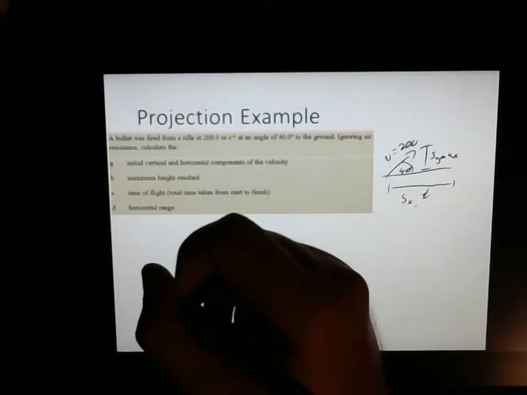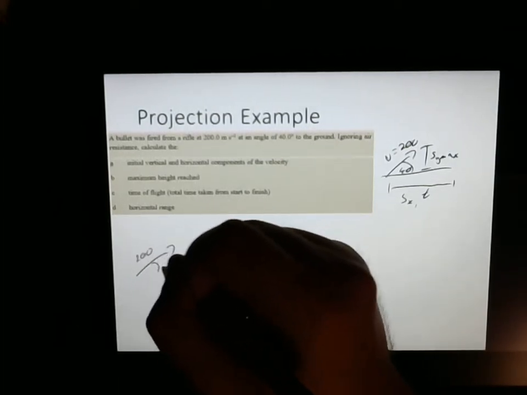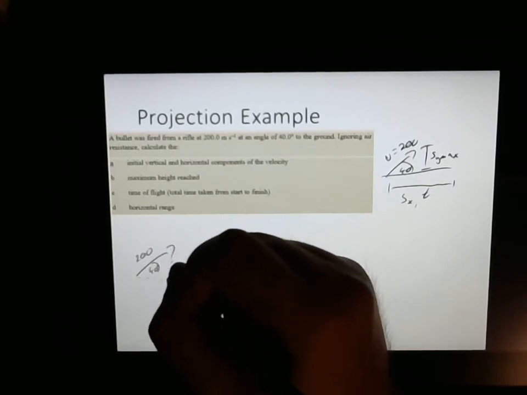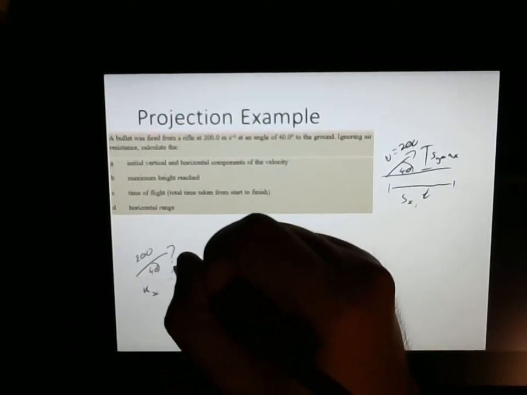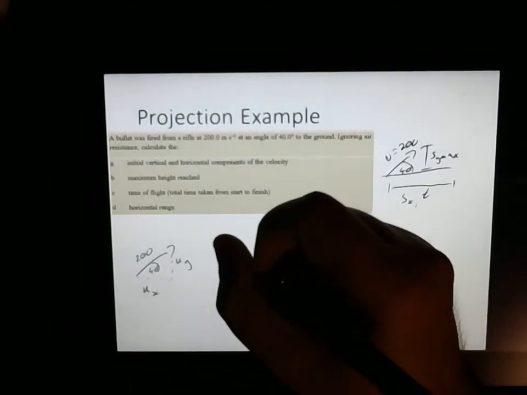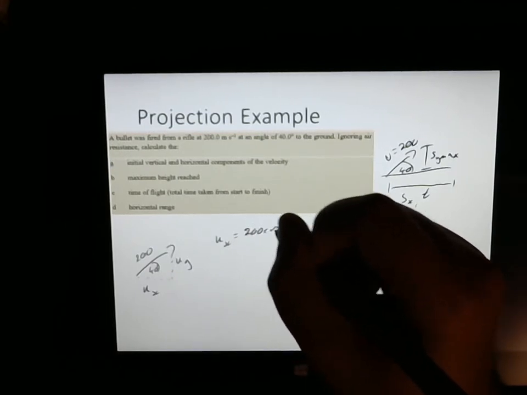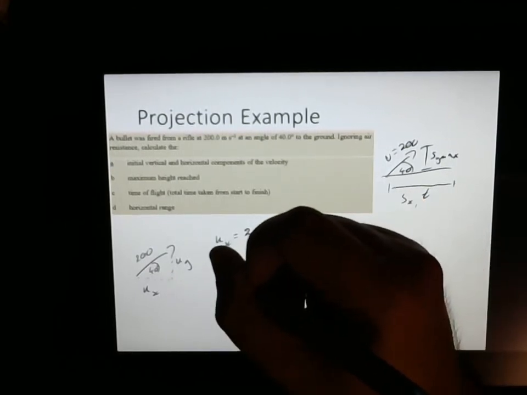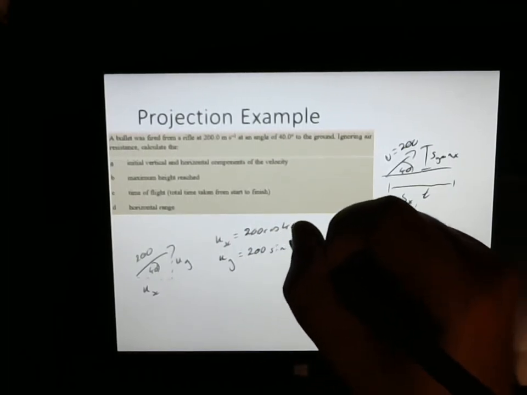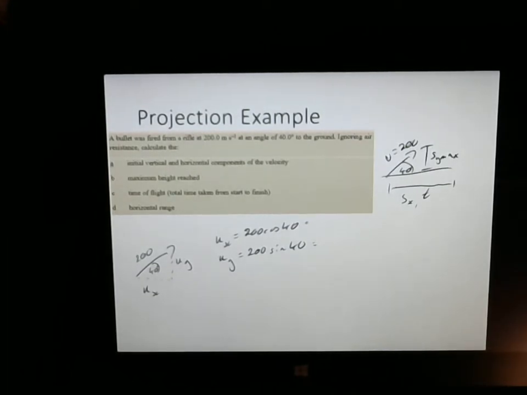Let's draw that. We have 200, 40 degrees. We need its u in the x, and we need its u in the y. X here is adjacent, so that means ux will equal 200 cosine 40, and u in the y will equal 200 sine of 40. We can work those two out.